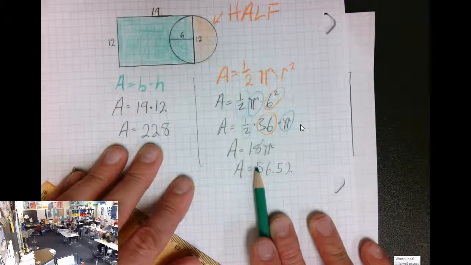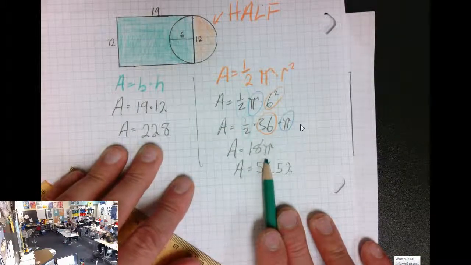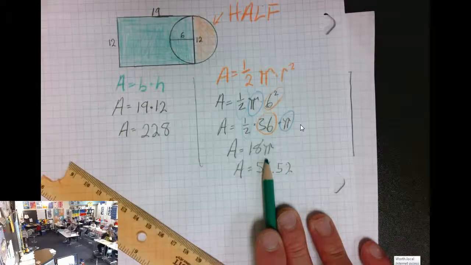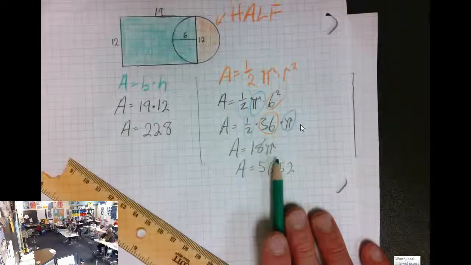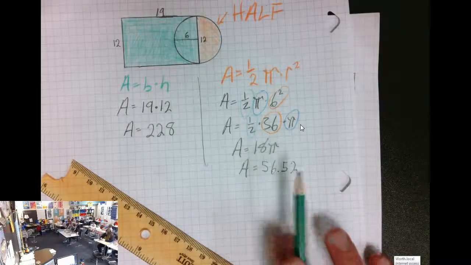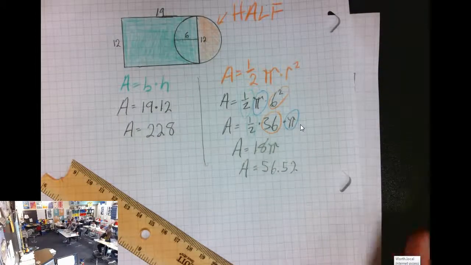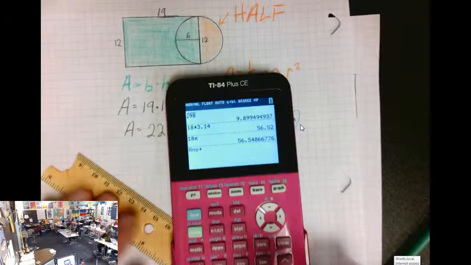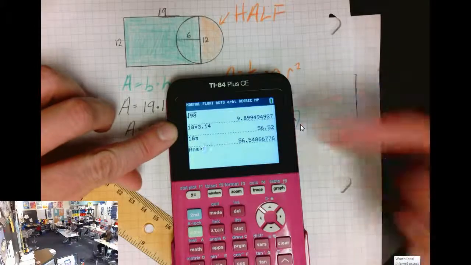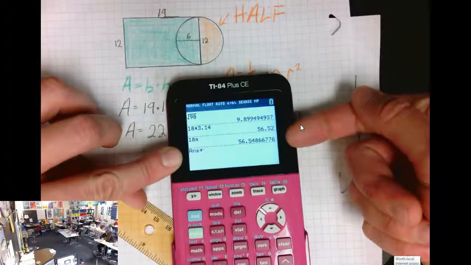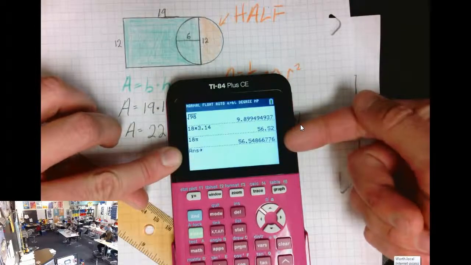So you did 18 times pi. Yeah, I use 3.14 though, because the test next week will probably say use 3.14 for pi. So when you do the multiplication, you want to do times 3.14, actually type it out. So here is the difference. I did 18 times 3.14 and got 56.52. 18 times pi is 56.55 if I round.